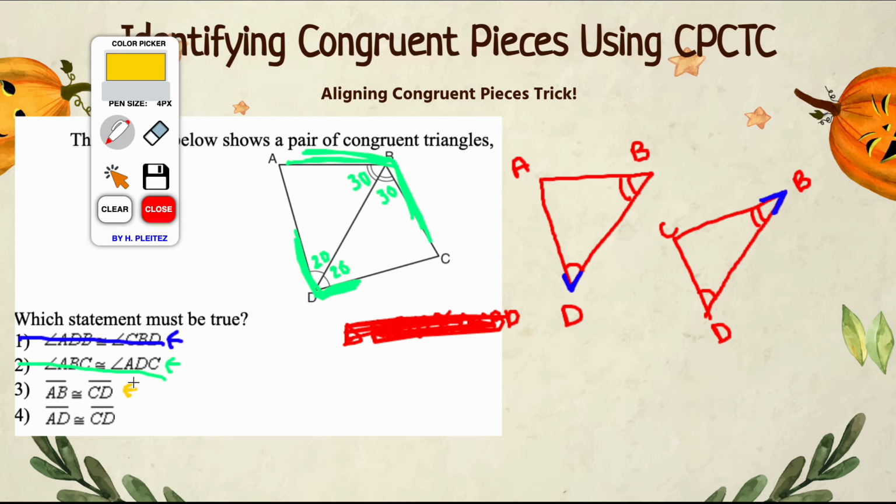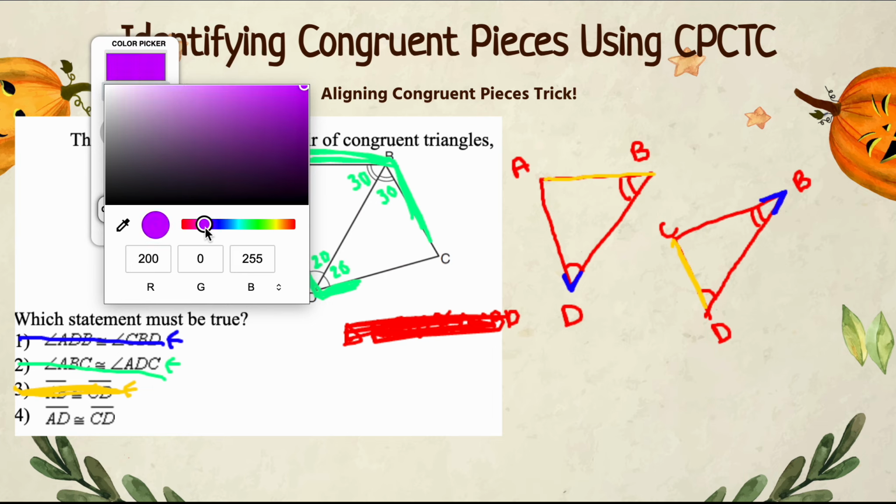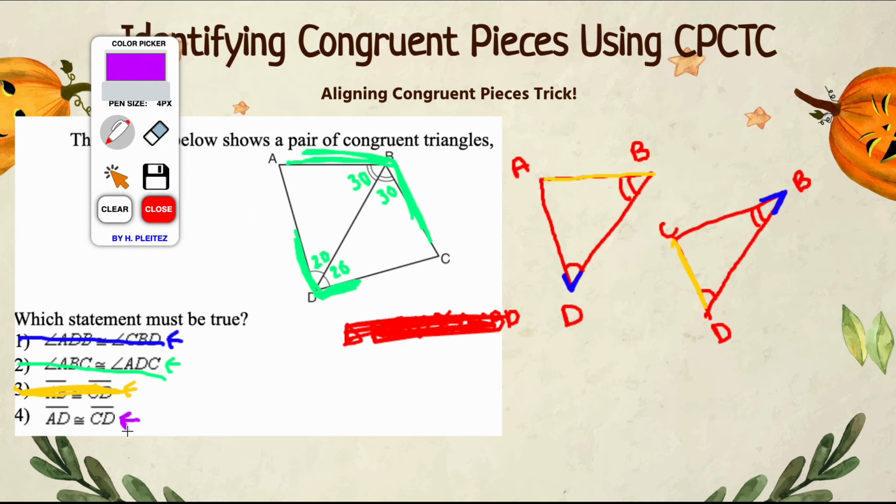AB is congruent to CD, right? So AB is here and CD is here. Those are not corresponding pieces, so we cannot use CPCTC to say they're congruent. And last but not least, hopefully this one's true. If it is not, then we've made a mistake somewhere. We have that AD is congruent to CD. Now here you can see those are corresponding pieces, so we can use CPCTC to say that they are congruent.